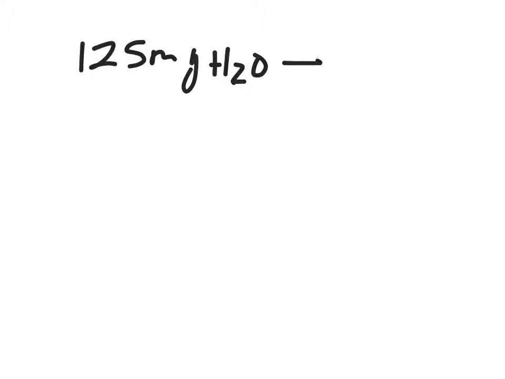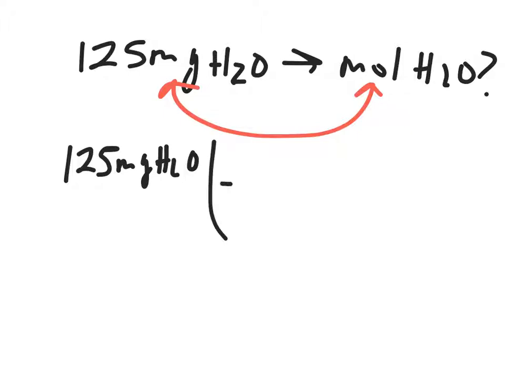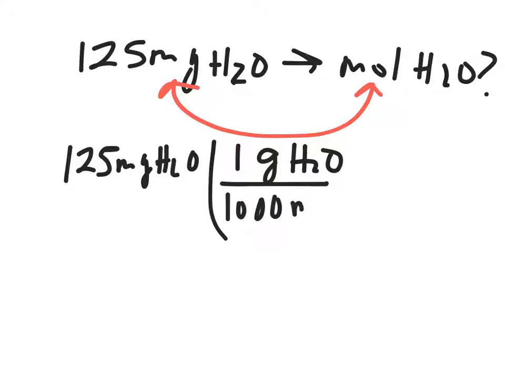And now we really want to know, how many moles is that? Right? So we know we're going to use molar mass because that's what allows us to convert between mass and moles. So we always start the calculation with the number we're trying to convert, in this case 125 mg of water. And we know molar mass is measured in grams, so it's always good to go to the base unit out of the metric system. So 1 gram of water is 1,000 mg.